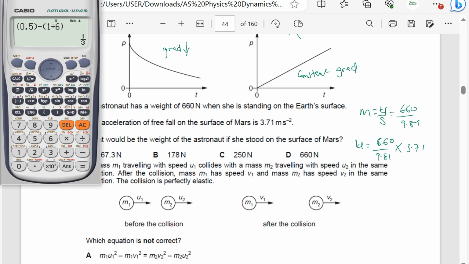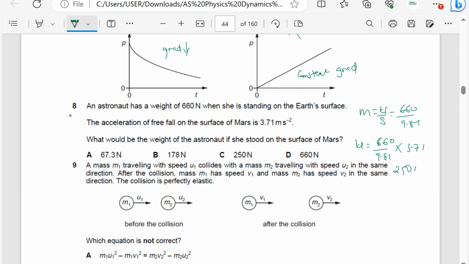So I'll check with my calculator. 660 times 3.71 divided by 9.81. So that is 249, which is approximately 250 newtons. So the answer is going to be C. So I first got the mass and I use the mass on another planet because the mass remains the same.